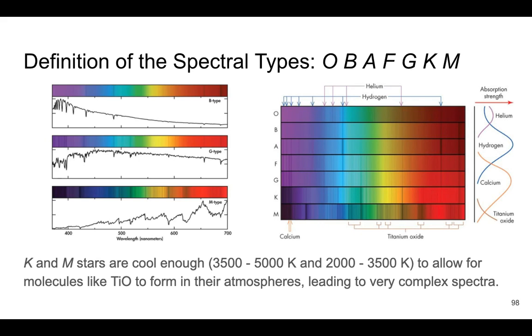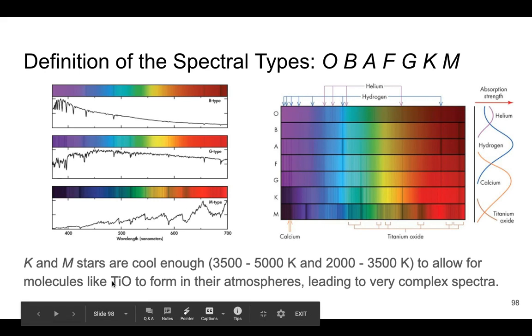The actual reason why, if you have molecules, they can absorb wavelengths in different ways is that they can now rotate. They can oscillate in different ways that a simple atom can't do. So the point is, in the coolest stars, you can get some molecules forming. So titanium oxide, for example.